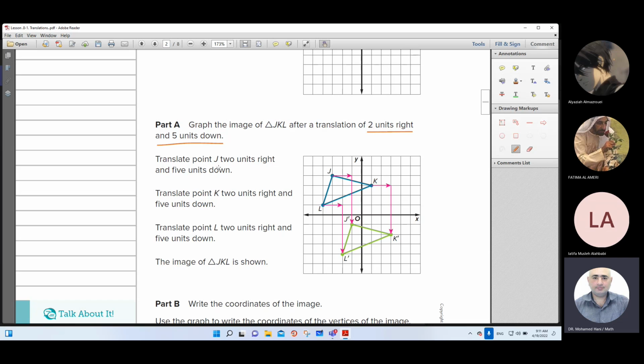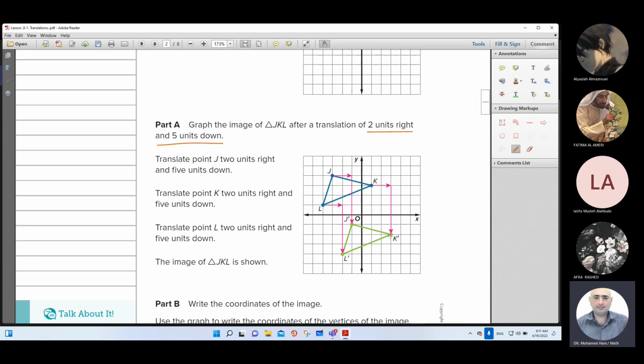Translate the point J. So go to J, then go 2 units right. This is 1, this is 2. Then 5 units down, 1, 2, 3, 4, 5. So this is the image. For J it will be J prime. The same idea for K: 2 to the right, then 5 units down, 1, 2, 3, 4, 5. This is K prime, the image. L, this is 1, 2, then 1, 2, 3, 4, 5. This is L prime. And this triangle, J prime, K prime, L prime, is the image of the pre-image J, K, L.